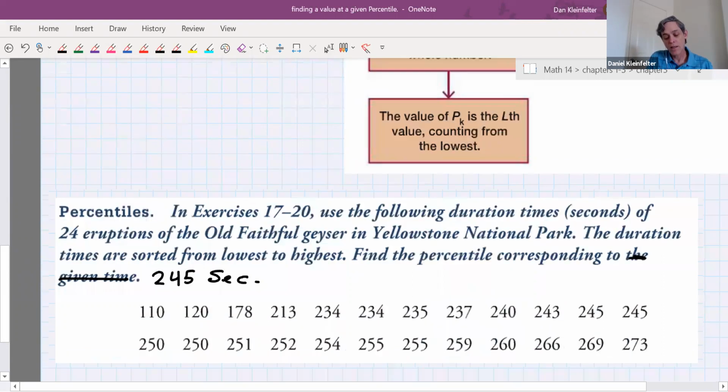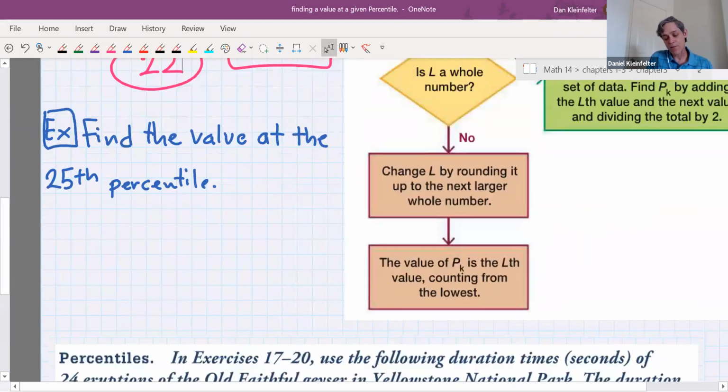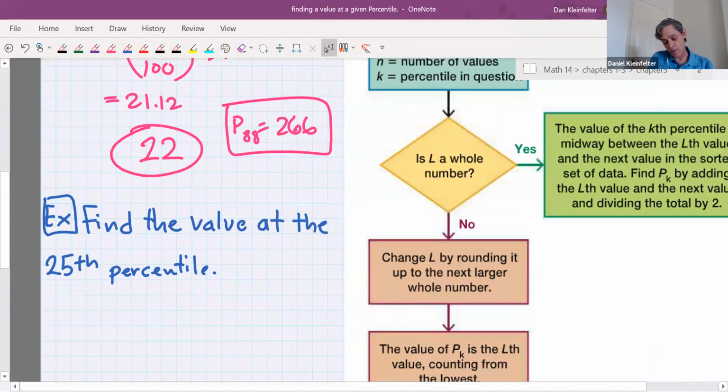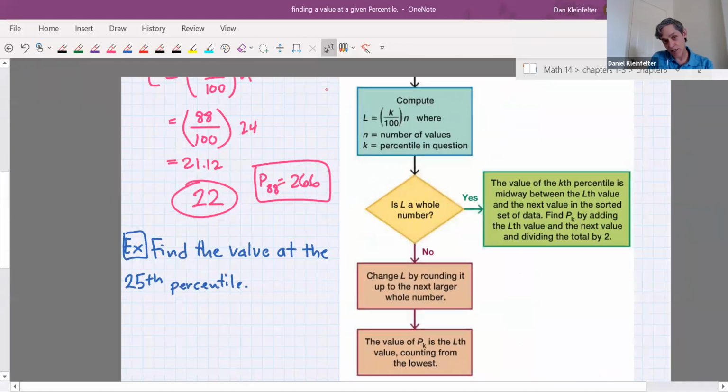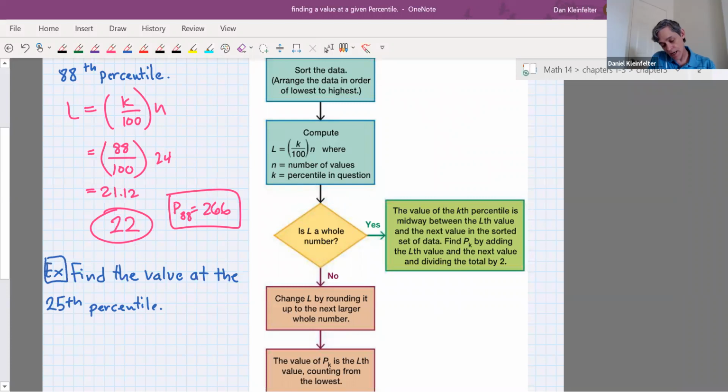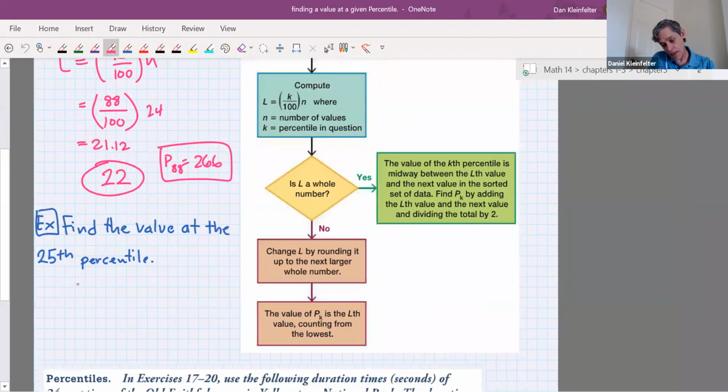Okay, all right, so now let's try that again. We want to find the value at the 25th percentile. So back to the beginning of our flowchart, data is still sorted. Compute our L. L is K over 100 times N. This time we're doing the 25th percentile. That's 25 over 100, and that's times 24 values. And that's going to be 6.